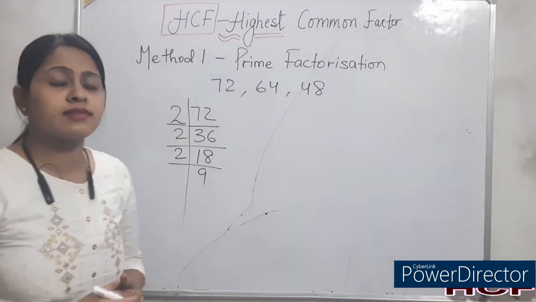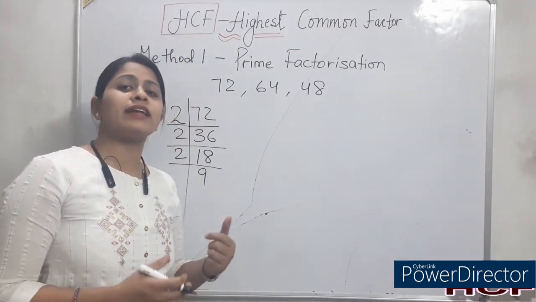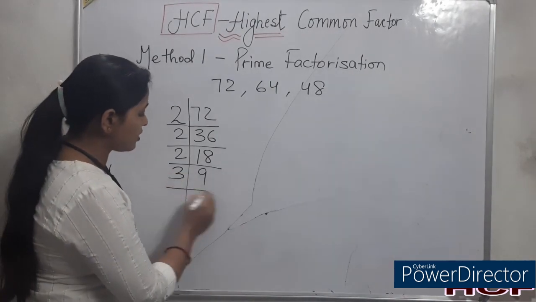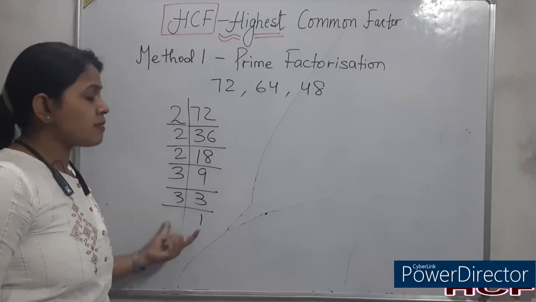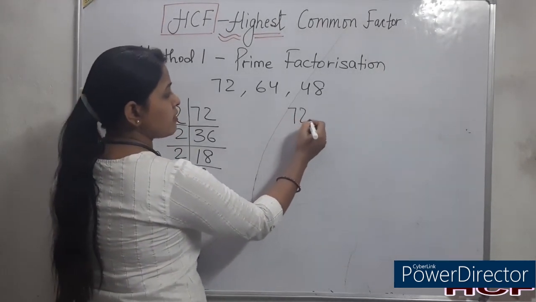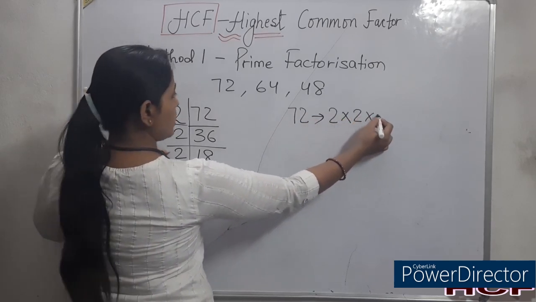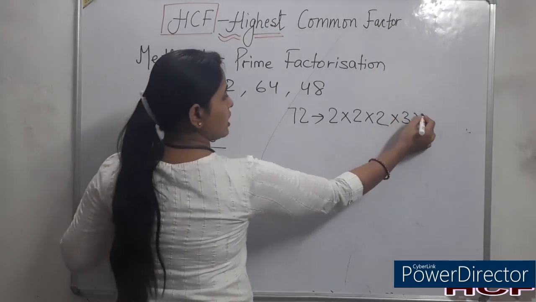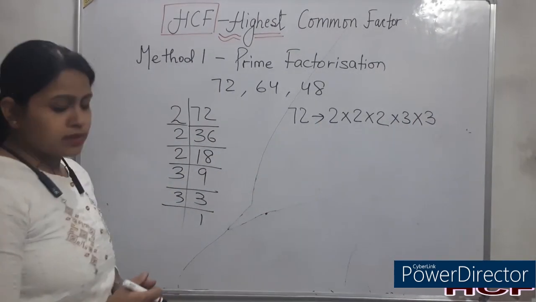And now as it is 9, we all know that 9 cannot be divided by 2 exactly. So we can opt for the next prime number, that is 3. 3 into 3 is 9, and 3 divided by 3 is 1. So this is the prime factorization of our number 72. We can write it as 72 equals 2 into 2 into 2 into 3 into 3.